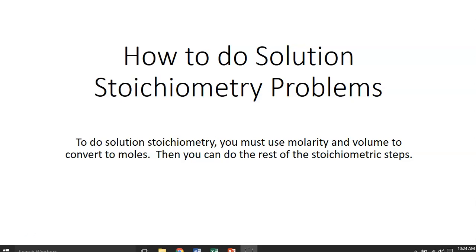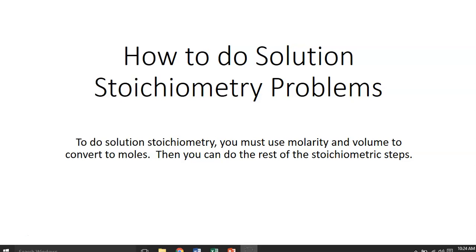If they give us something else like grams, then you're going to have to convert to moles and then do the stoichiometry. And if the final answer wants grams, you would need to also convert back to grams at the end. All of stoichiometry occurs in a mole to mole ratio.